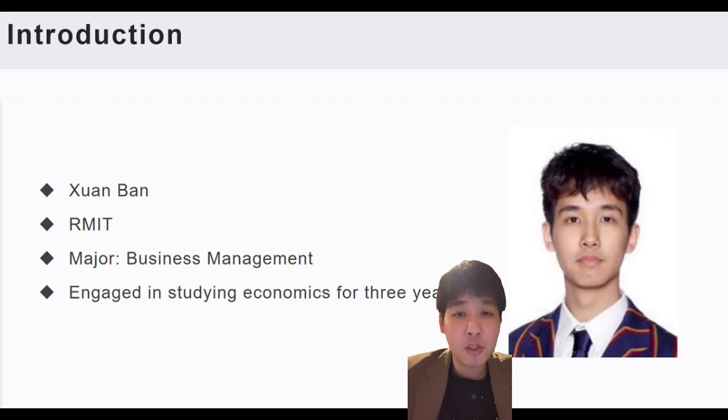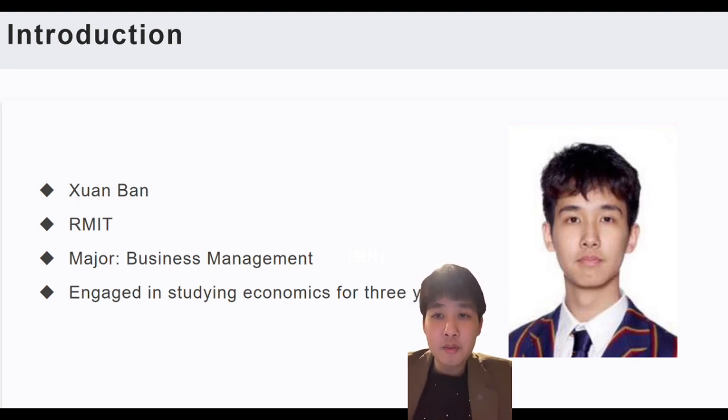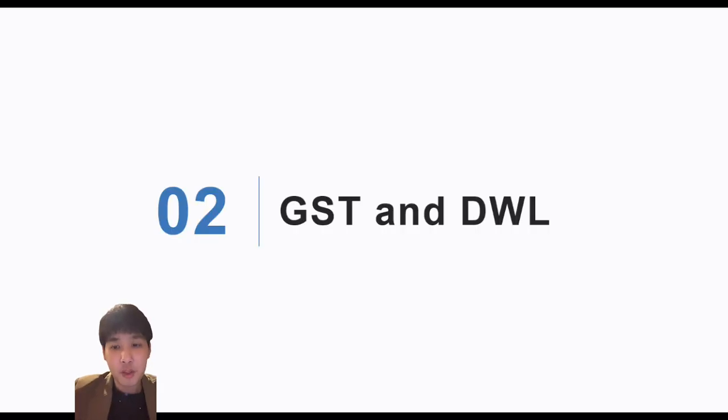My name is Lionel. My Chinese name is Shenban. My major is business management. And I have been studying economics for 3 years and project management in this organization, and I'm very excited to be promoting my organization at ACE with the video, and I'm going to throw 5 questions to demonstrate the fact test. The second part is the GST and the DWL.